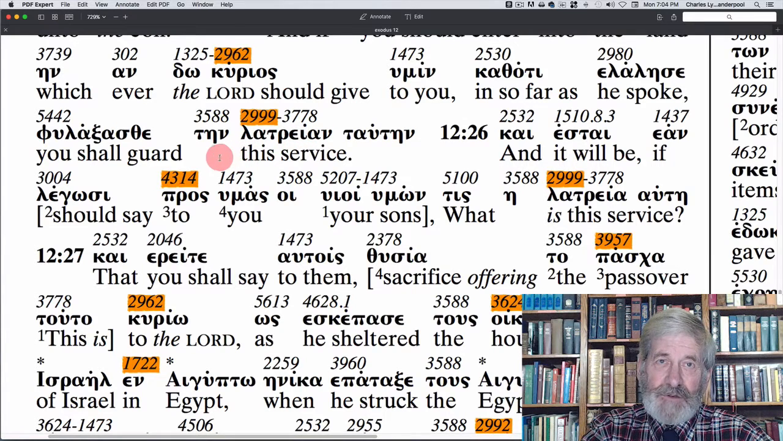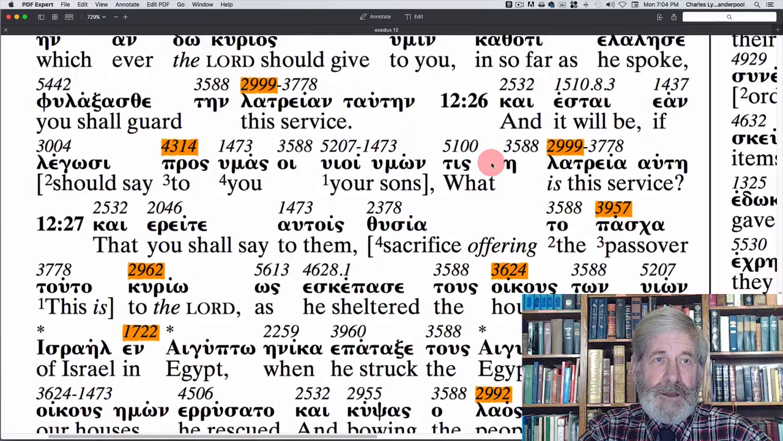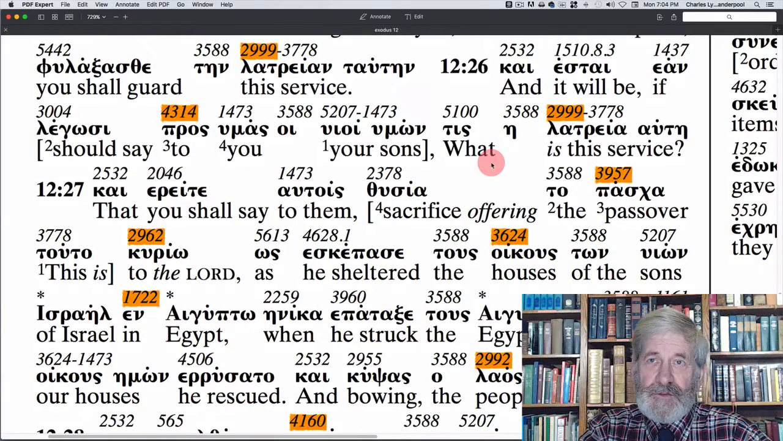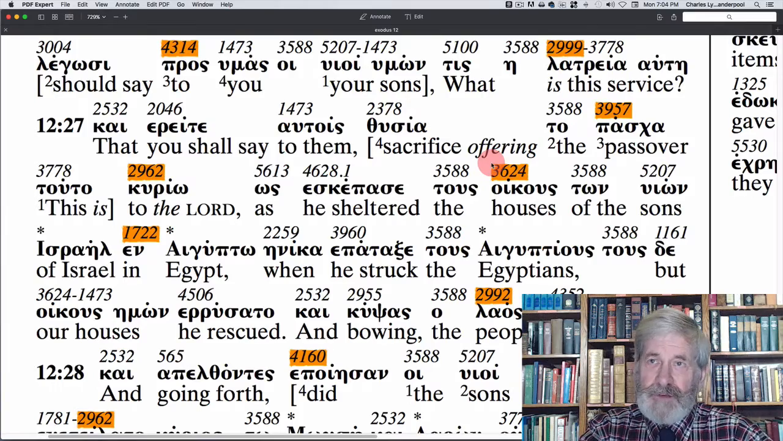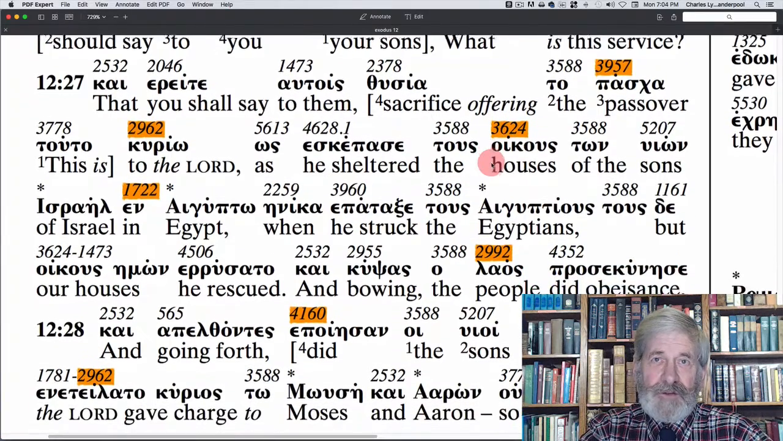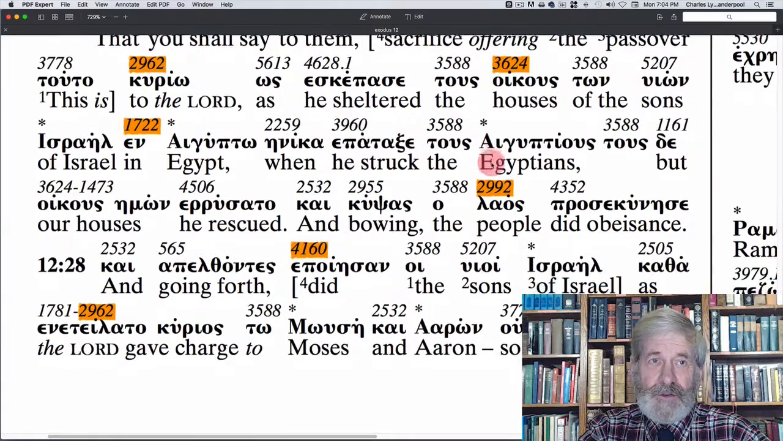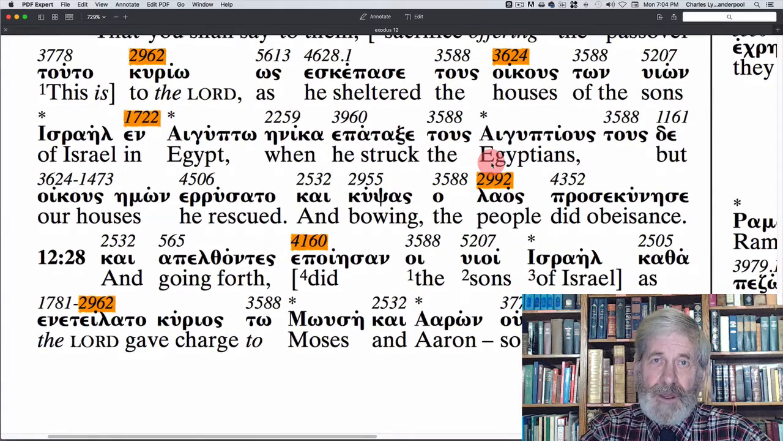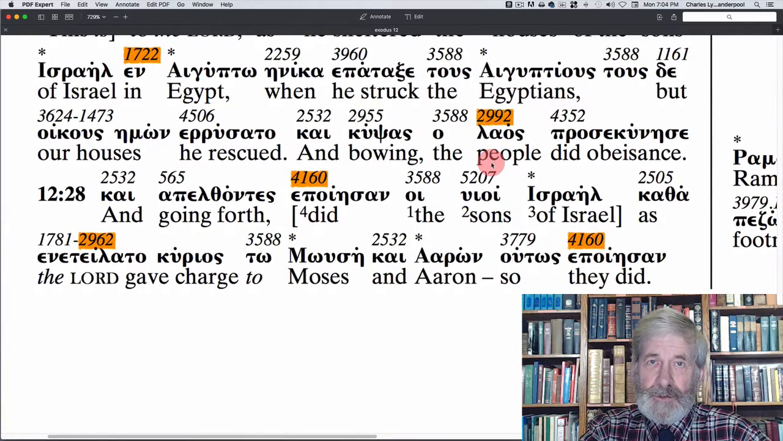We have idolatry, it's a service of idols, latry, psychiatry, and so forth, latry. And it will be, if your sons should say to you, what is this latria? That you shall say to them, well, this is the Pascha sacrifice offering to Kyrios, as he sheltered the houses of the sons of Israel in Egypt when he struck the Egyptians, but our houses he rescued.